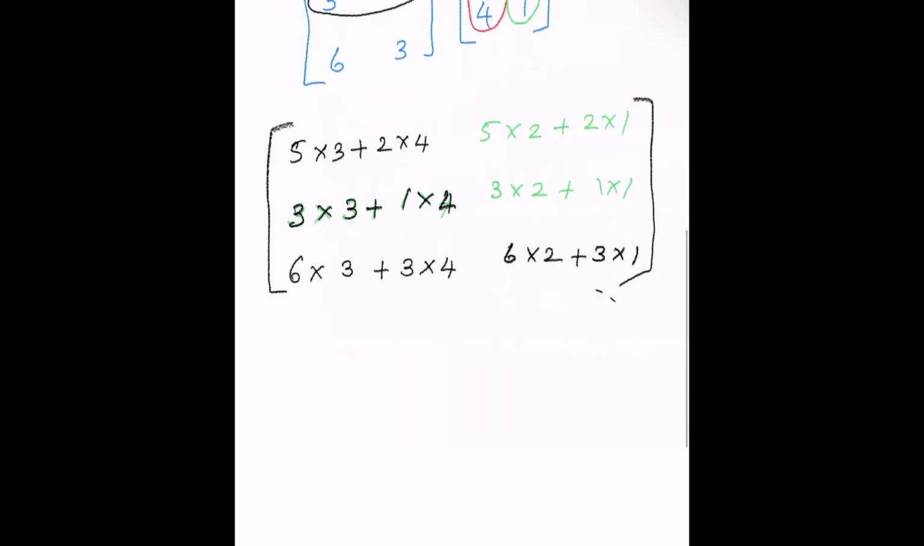So 5 3s are 15 plus 8. This is going to be 10 plus 2, 9 plus 4, 6 plus 1.